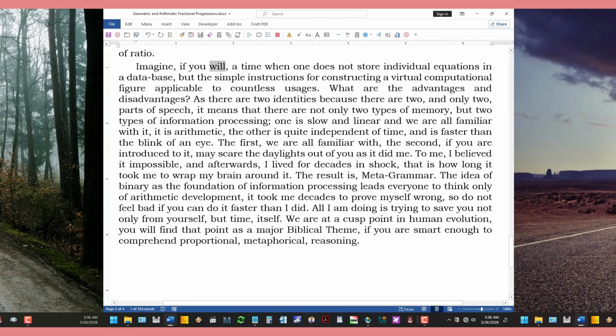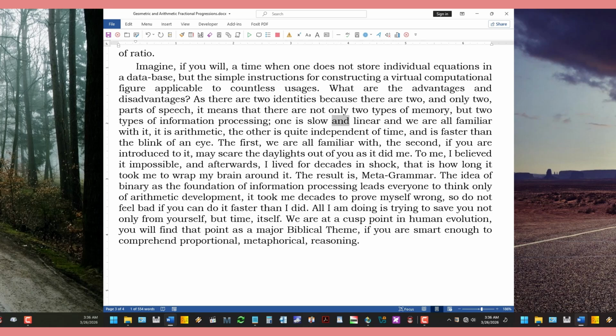Imagine, if you will, a time when one does not store individual equations in a database, but the simple instructions for constructing a virtual computational figure applicable to countless usages. What are the advantages and disadvantages? As there are two identities because there are two, and only two, parts of speech, it means that there are not only two types of memory, but two types of information processing.